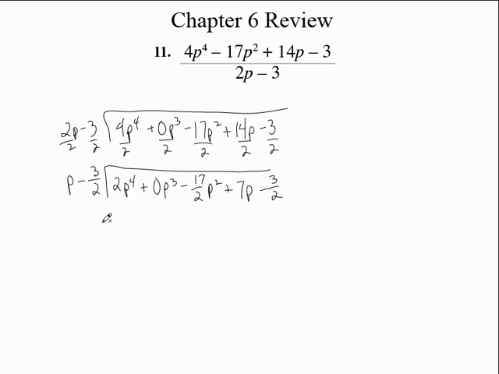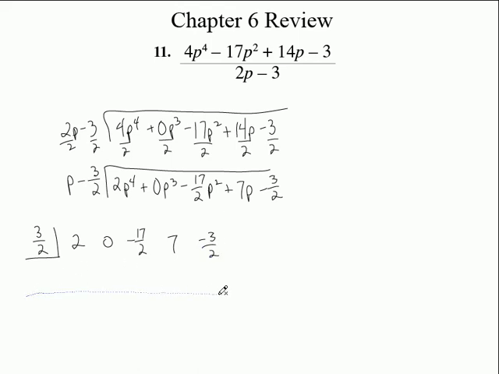Now we're going to set this up for our synthetic division. Put that little box thing. I don't even know if that has a name. 3 halves goes inside of there. Put the coefficients out along this line. So it's 2, it's 0. Make sure that it goes in descending order. 4, 3, 2, 1, constant. So you need the 0 there. Negative 17 halves, 7, and then a negative 3 halves.